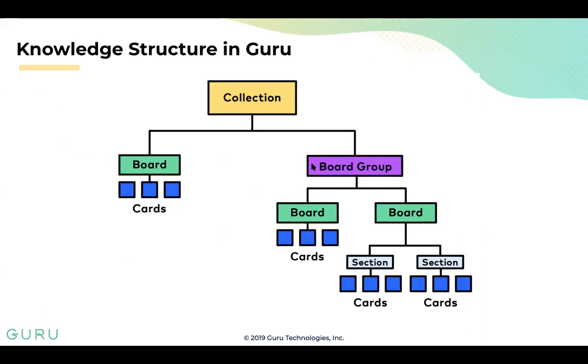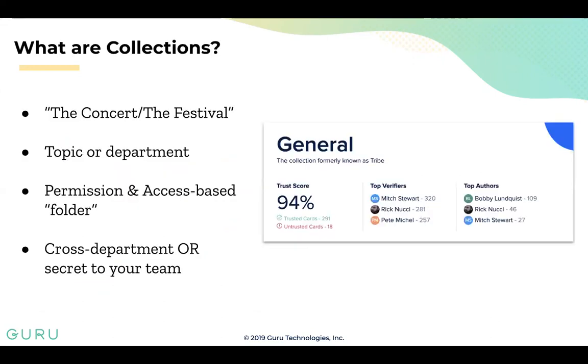But as you can see on the screen, this is how knowledge is essentially structured in Guru. Today we're going to focus on collections, the highest level of our knowledge hierarchy. Think of collections as maybe a concert or a festival. They're the location you would go to hear music, or in this case, consume knowledge. You want your collection to be specific to a type of knowledge for a department or a topic, just as you can be specific to what kind of concert or festival you're going to.